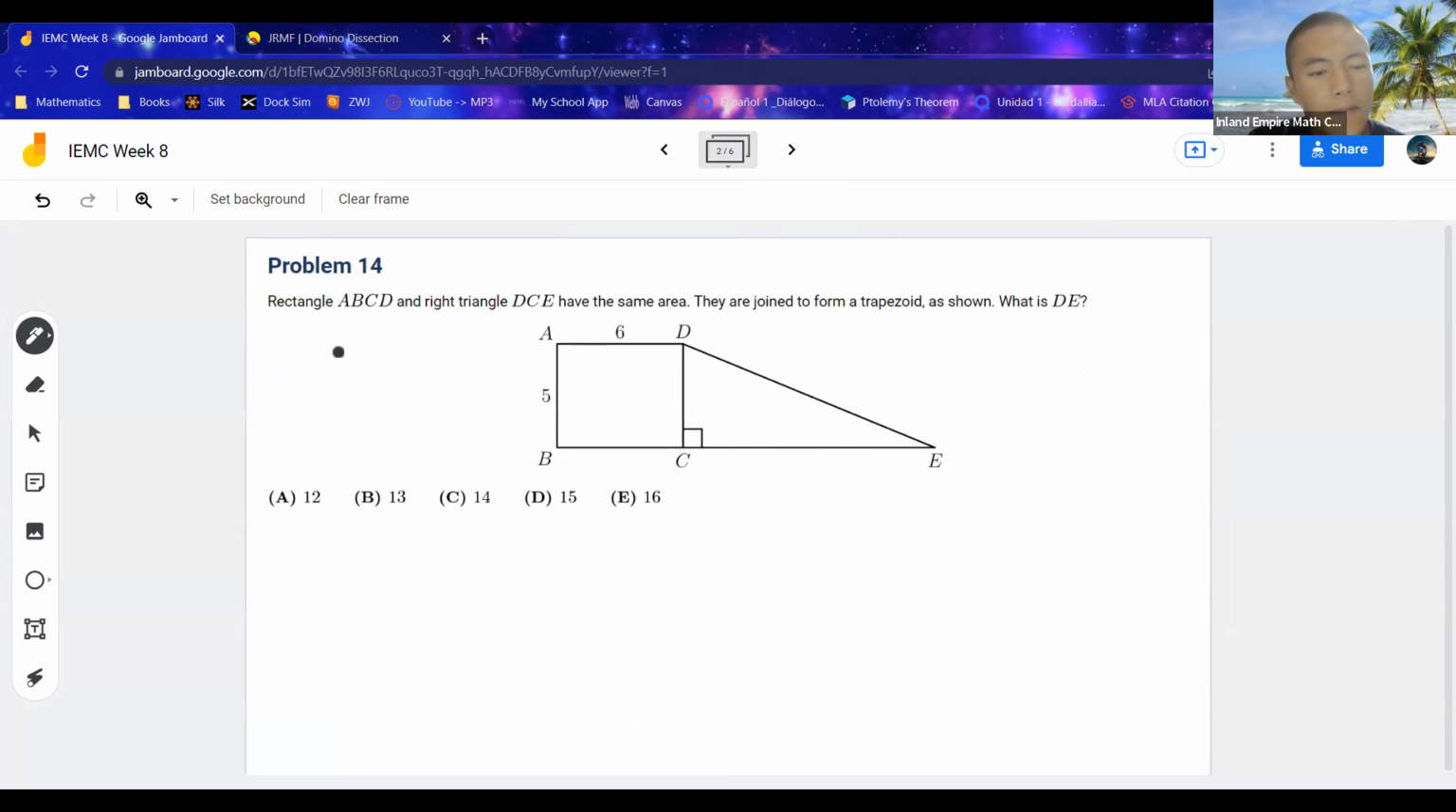So problem 14: rectangle ABCD, that's referring to this big box right here, and right triangle DCE, which is this triangle right here, they have the same area. So this and this here have the same area. They are joined to form a trapezoid as shown, and we want to find the length of DE. Does anyone have ideas on how to start?